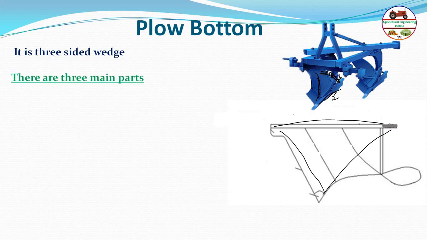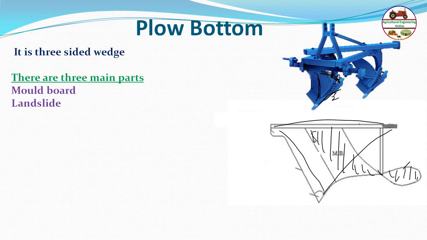There are three main parts of the mold board plow. One is the mold board. The mold board is the part which is used to lift the soil up and invert the soil. The mold board is the most important part of the plow bottom. Then the land side. The land side is this part.